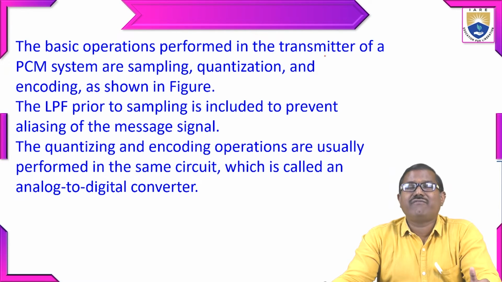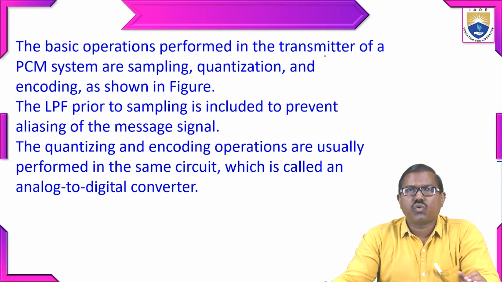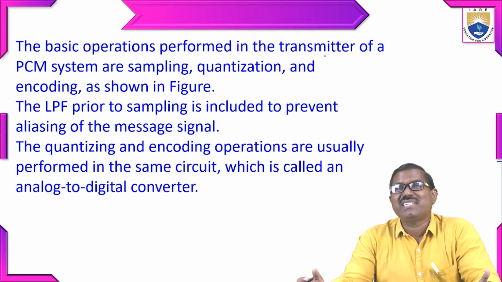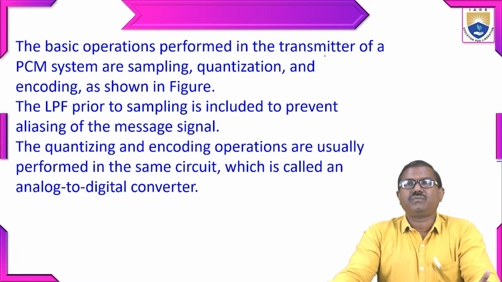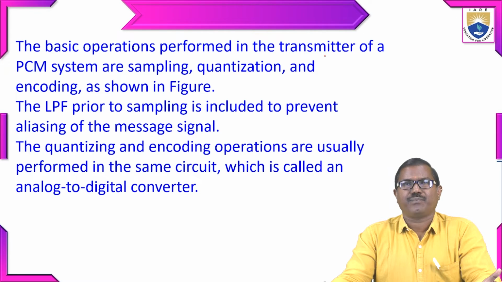Aliasing means a high frequency signal seems to look like a low frequency signal. So I am going to remove all the high frequency signals, all the high frequency terms, from the message signal. And then after that I am going to do sampling.